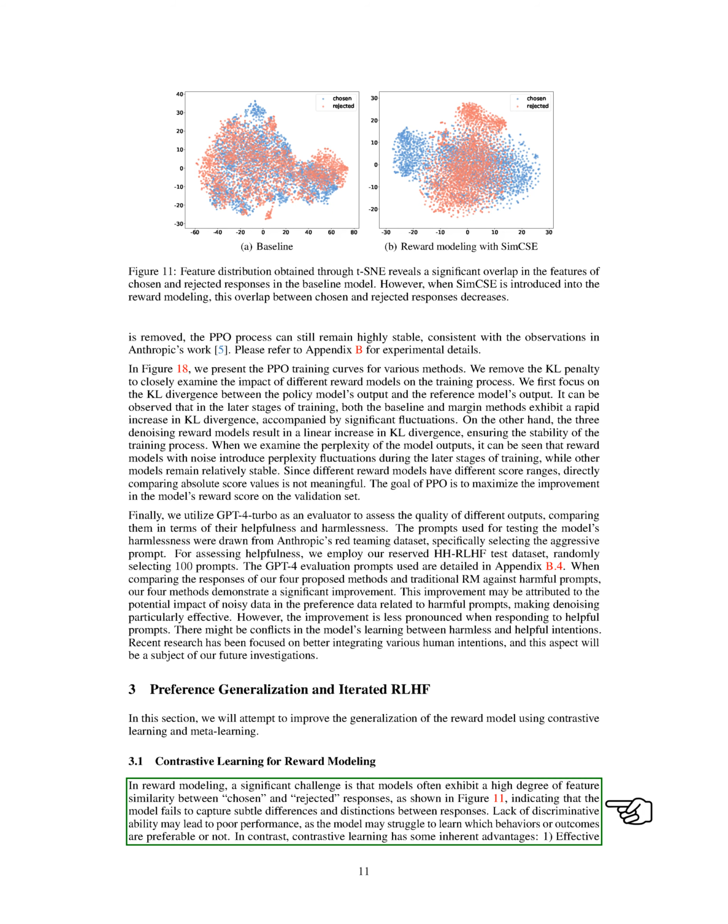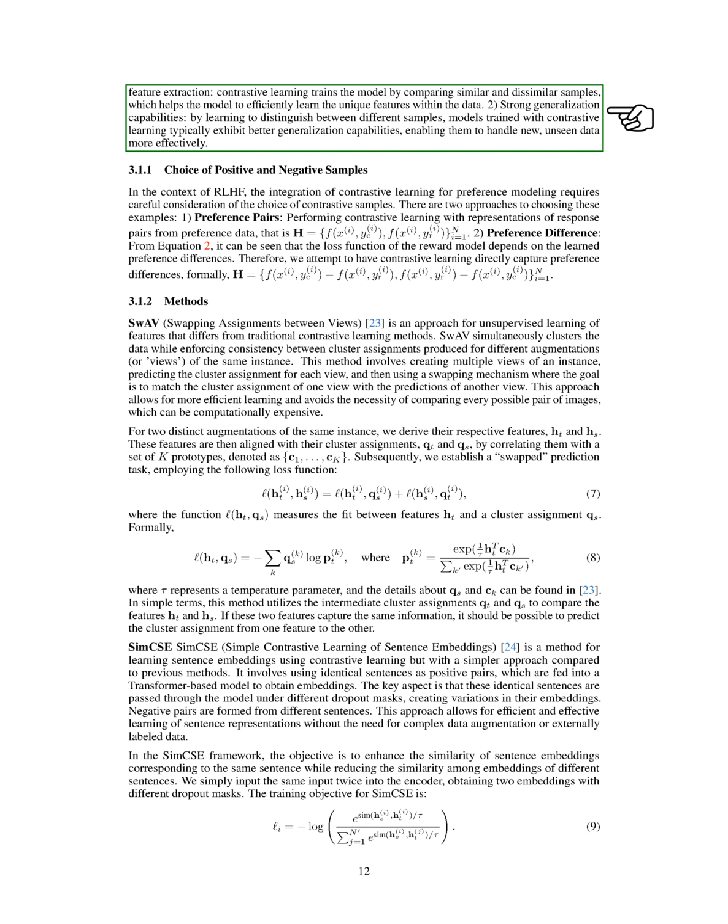In reward modeling, a common challenge is that the model often fails to distinguish between chosen and rejected responses. This lack of discrimination can lead to poor performance. Contrastive learning, however, can help overcome this issue. It trains the model by comparing similar and dissimilar samples, helping the model to learn unique features within the data and enabling it to handle new, unseen data more effectively.